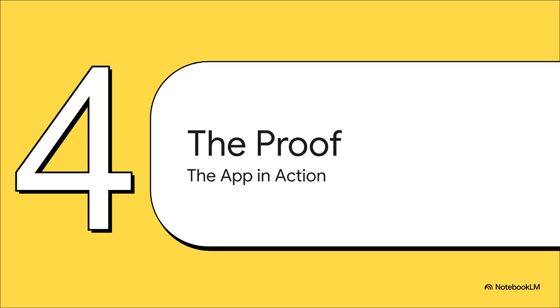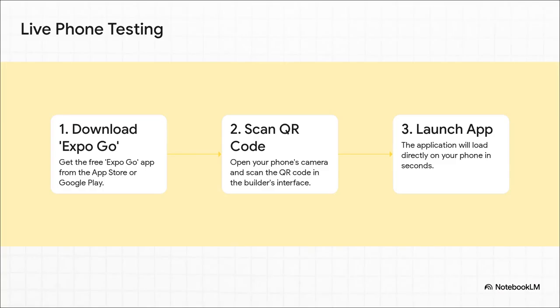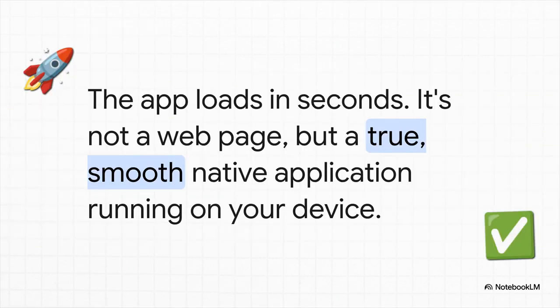Okay, so the AI says it's done. Looks pretty good on the screen here, but that's not the real test, is it? The million-dollar question is, does this thing actually work on a real phone? Let's find out. And you won't believe how easy this is. All you do is grab a free app called Expo Go from your App Store. Then you just point your phone's camera at that QR code we saw earlier. That's literally it. And bam, in a couple of seconds, the app just appears on your phone.